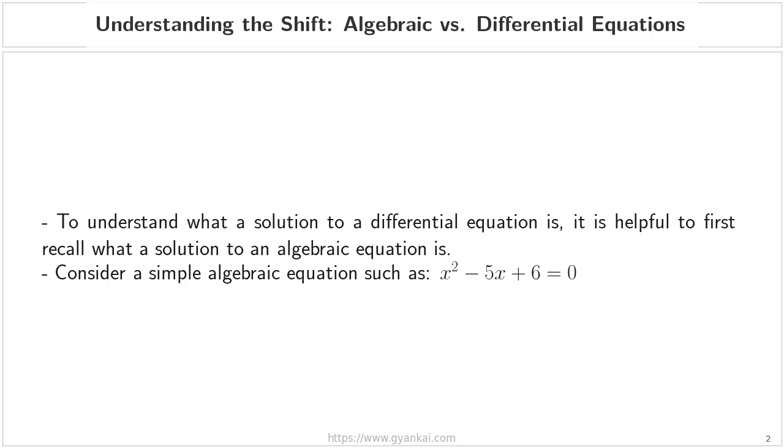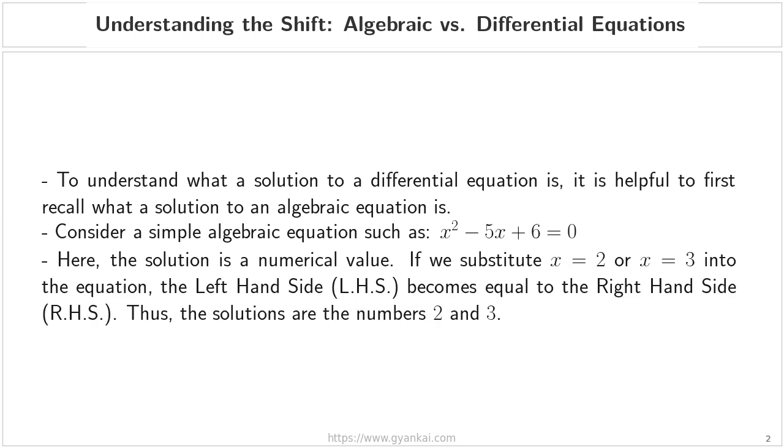Consider a simple algebraic equation, such as x squared minus 5x plus 6 equals 0. In this context, what are we looking for? We are looking for a specific numerical value. If we take the number 2 or the number 3 and substitute them for x, you will see that the left-hand side becomes equal to the right-hand side. Therefore, the solutions are simply the numbers 2 and 3. It is a finite, static set of values.